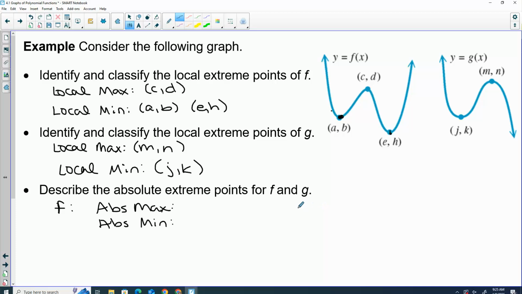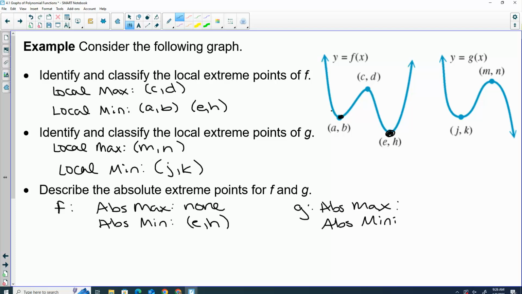Would it be higher or lower than the entire graph? Does graph F have an absolute max, a point that is higher than everything else? No, these ends keep going up, so there will be no local max, or absolute max, sorry. Is there an absolute min? Is there a point that is lower than everything else on the graph? EH. So EH counts as both a local and an absolute.